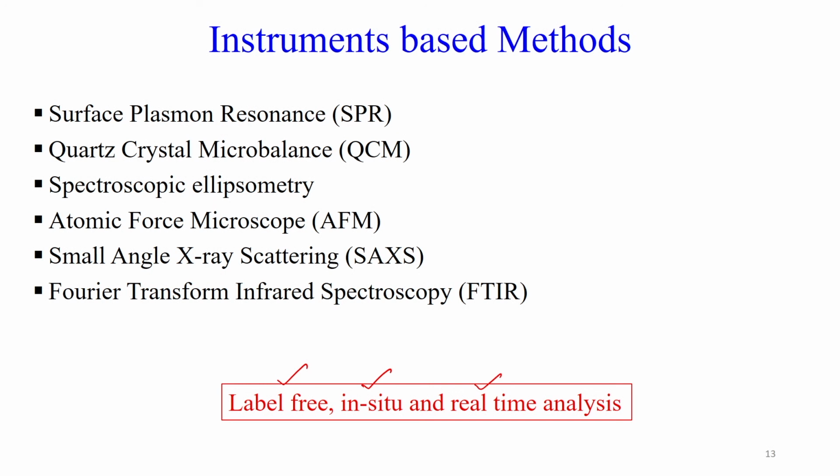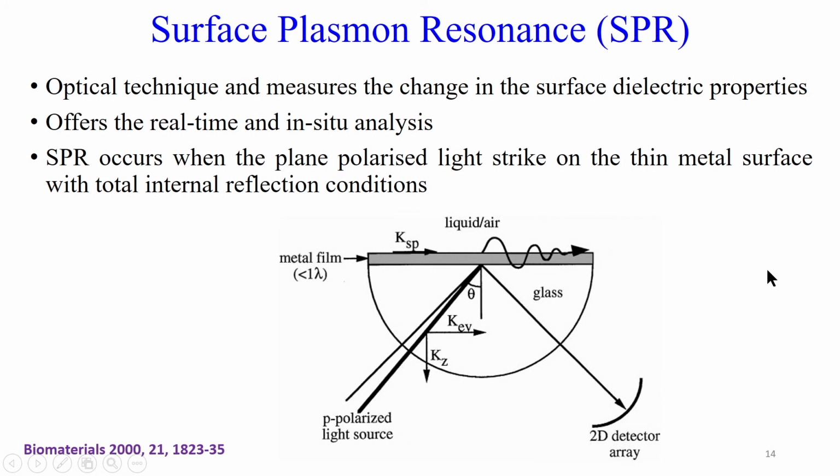So, for these methods, whenever there is a protein adsorption, there is going to be a change in the surface property. That surface property may be its refractive index, it may be its absorbance, it may have some other optical properties, or even it may have some change in the frequency. So, whatever change in the surface property is coming, it is coming because of the adsorption, and we can relate this change in the surface property with the amount of adsorbed protein. So, the first method is the surface plasmon resonance.